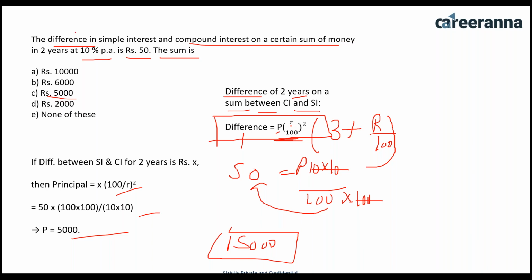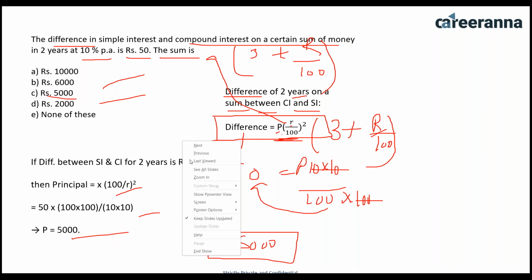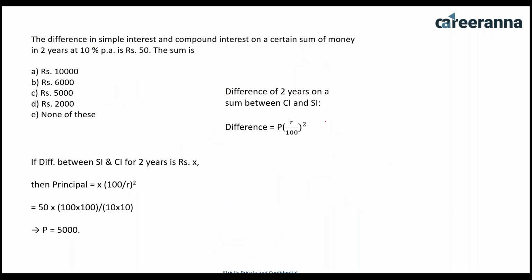Okay, any doubt? Guys, I have left a lot of things in this lecture like installments, difference of 3 years, and for n years, but no one will ask you, don't worry. So for 3 years, the formula is P multiplied by (R by 100) whole square multiplied by (3 plus R by 100). I have to multiply the number by this. Let me drop the speed and tell you the formula again if you want. Please note it down.